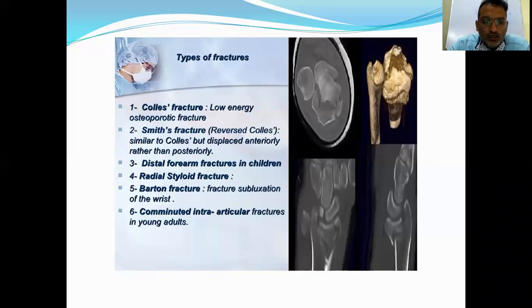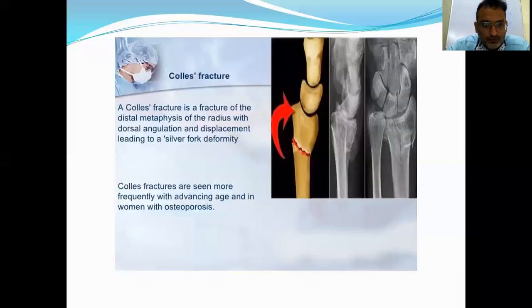Okay. What are the most common fractures we come around which are necessary for undergraduates is Colles fracture. So it's a low energy osteoporotic fracture. Most common displacements are explained in Colles fracture. Smith fracture is similar to Colles, but as I told you, the fracture pattern is described by the distal fragment. The distal fragment is displaced anteriorly rather than posteriorly. So radial styloid fractures, intra-articular fractures with subluxation are described by Barton fracture.